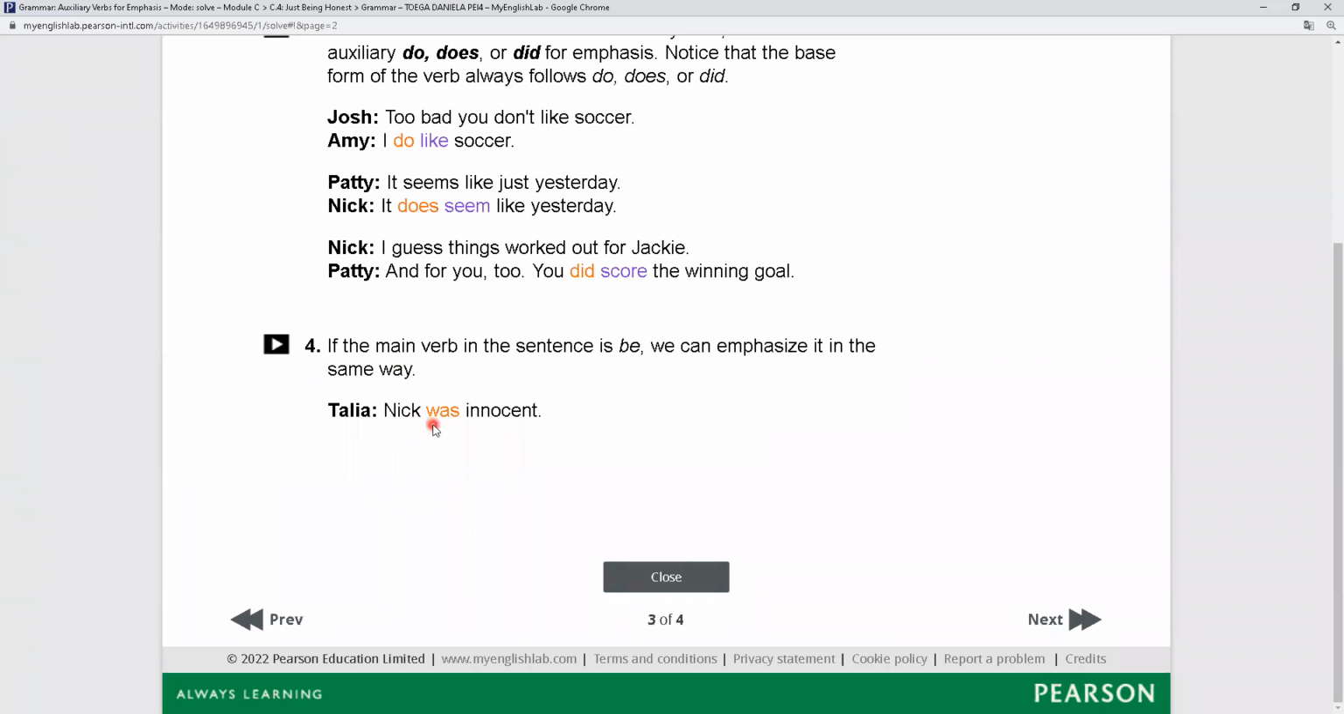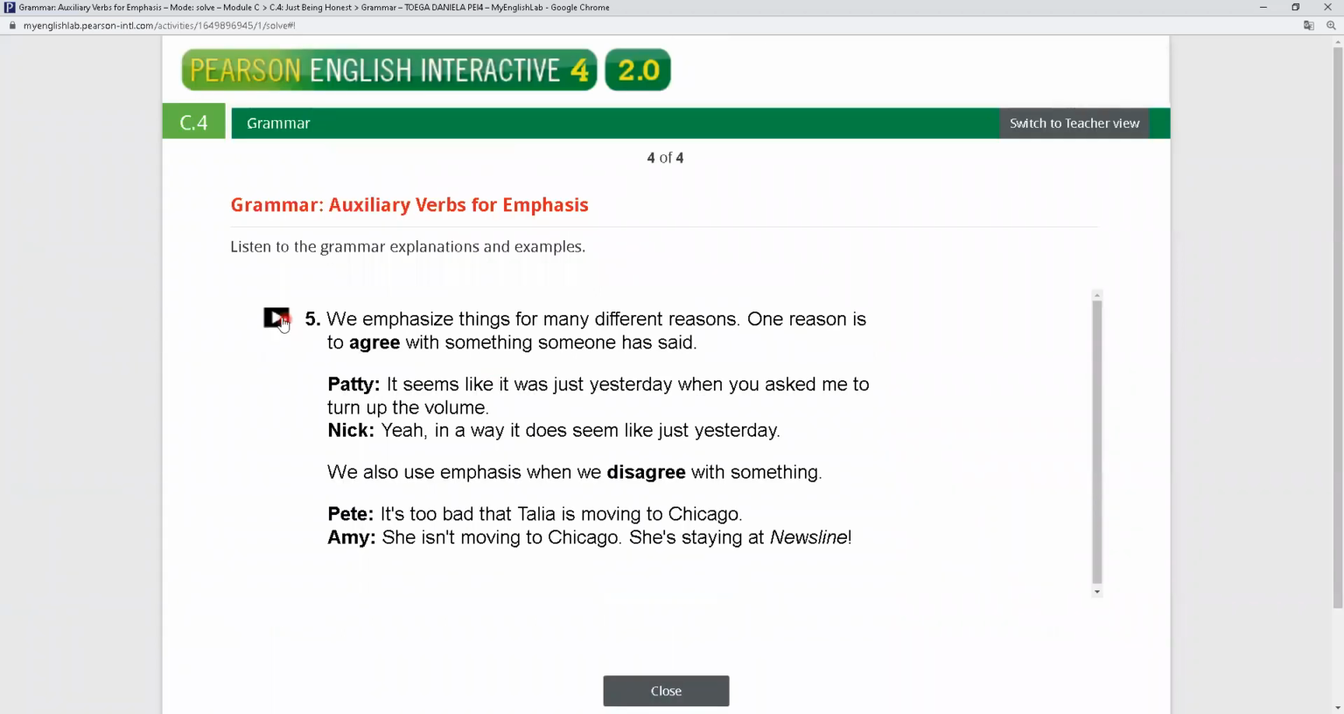Podemos enfatizar de la misma manera. De hecho, no es necesario tal vez poner algún auxiliar, porque ya el hecho de utilizar el was, Nick was innocent, basta con que le des una entonación a lo que quieres que suene relevante y ya está, no es necesario poner un auxiliar. Y esto solo aplica en el verbo to be, ¿ok? Entonces, no hace falta poner un verbo enfatizador. All right? Super.